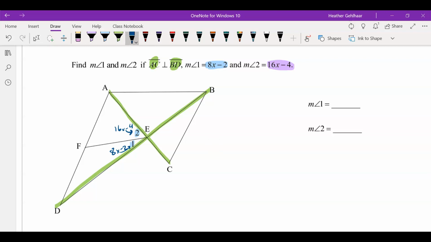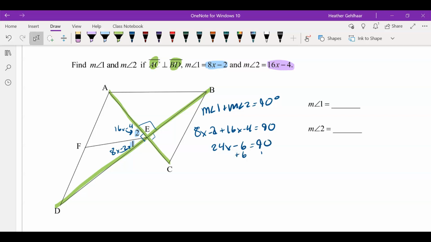And I want you to think for a second, if those are perpendicular, what do we know about all of the angles here, right? We have right angles, so that's a right angle. This is also a right angle. So we can say the measure of angle 1 plus the measure of angle 2 equals 90 degrees because of those perpendicular lines. So we have 8x minus 2 plus 16x minus 4 equals 90 degrees. So I'm going to go ahead and combine our like terms. So 8 plus 16, we get 24x. Negative 2 minus 4 is negative 6, equals 90.